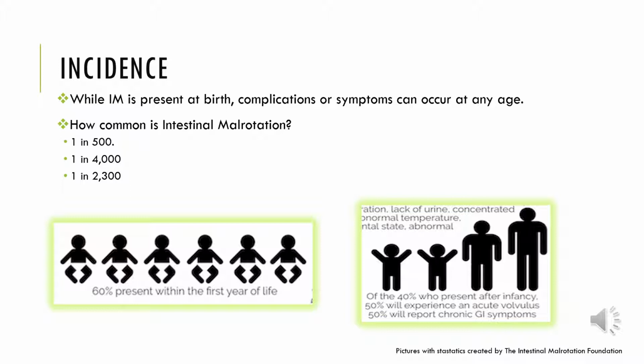Many sources state that there is some degree of intestinal malrotation that may affect as many as 1 in 500 people. This is based in a very small study from 1934 and does not indicate what percentage of participants experience symptoms or complications.